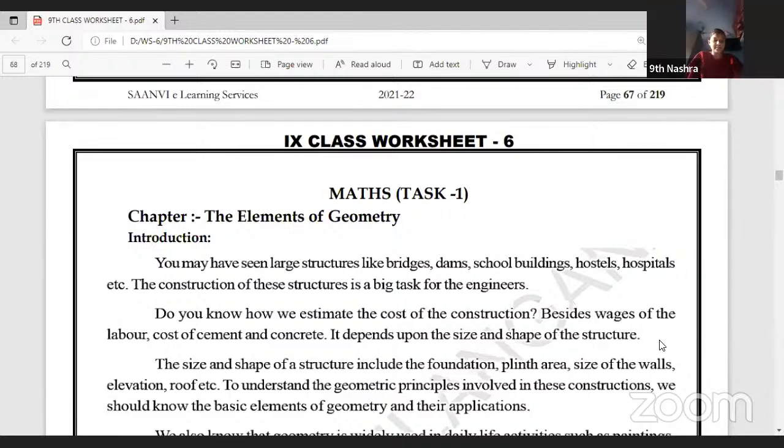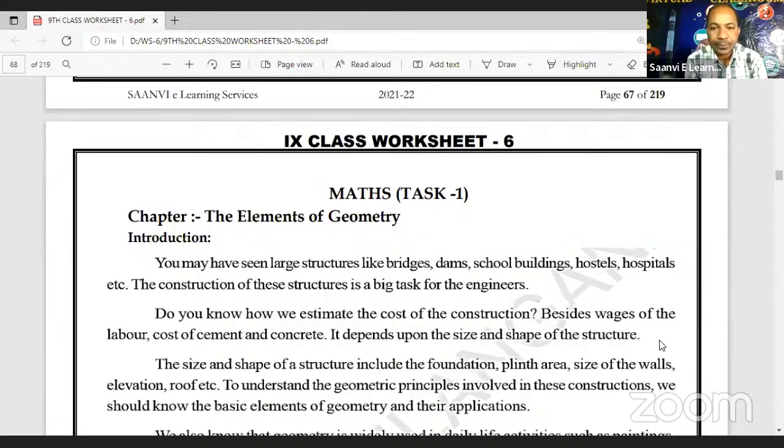You may have seen large structures like bridges, dams, school buildings, hostels, hospitals, etc. The construction of these structures is a big task for the engineers. Do you know how we estimate the cost of construction? Besides wages of the labor, cost of cement and concrete, it depends upon the size and shape of the structure.